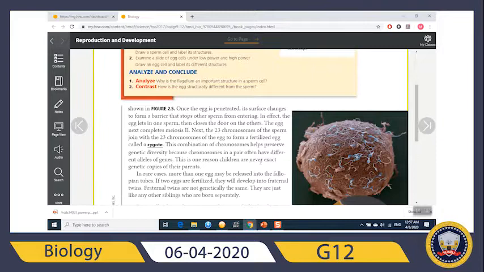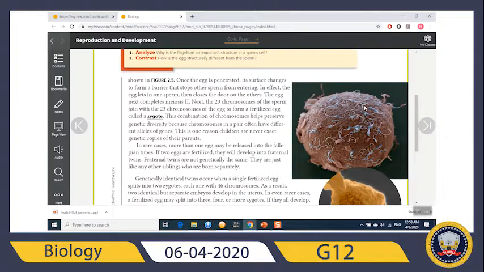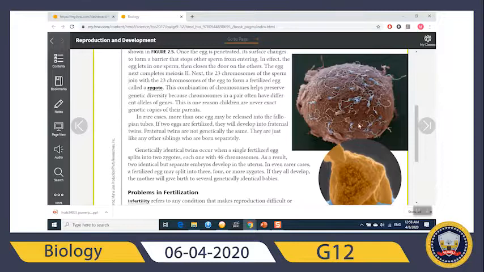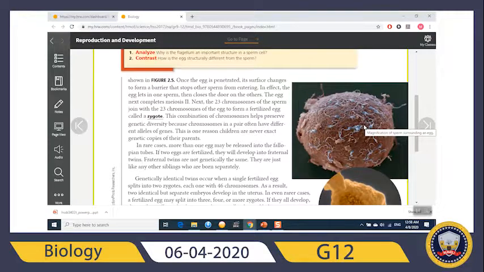Now, when the penetration happens, the surface will change. This is an actual photo, by the way. So, the surface of the egg will change, and they will form a barrier to stop other sperms from trying to enter.